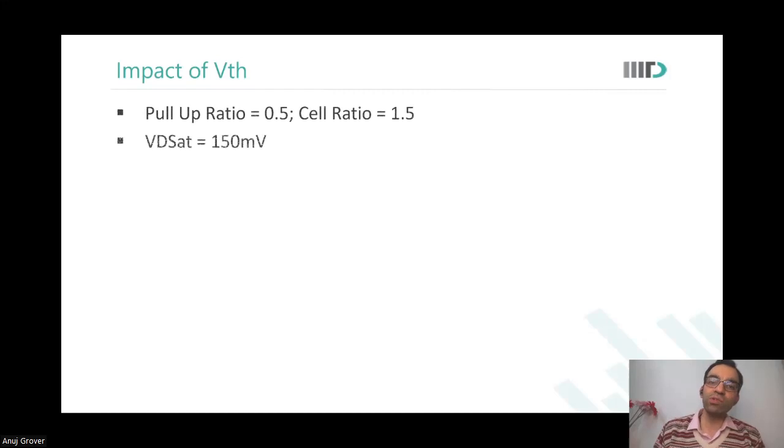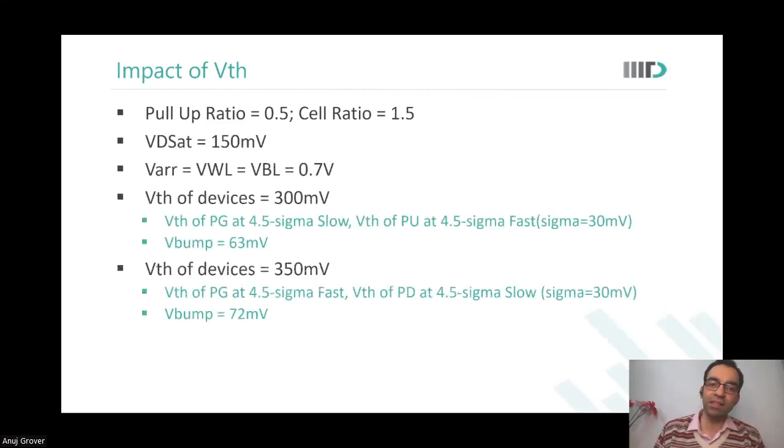Now, what happens when we use HVT devices and stuff like that? We see as we go to HVT devices, the Vint actually increases. It is not V bump, it is Vint. This is a typo. I will correct this later. Okay. So writability degrades. High VT memory arrays are used on a regular basis, but when you use high VT memory arrays, both readability and writability degrade.